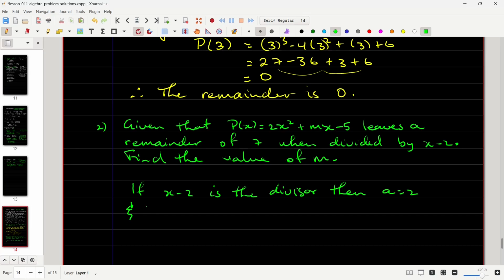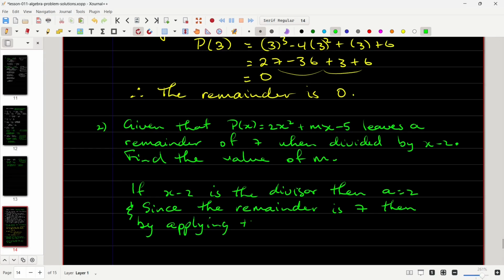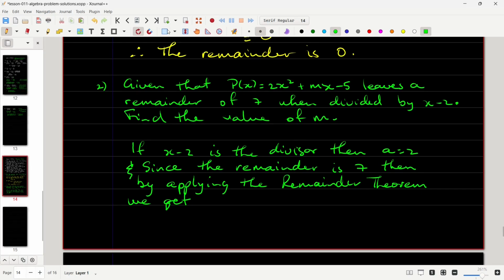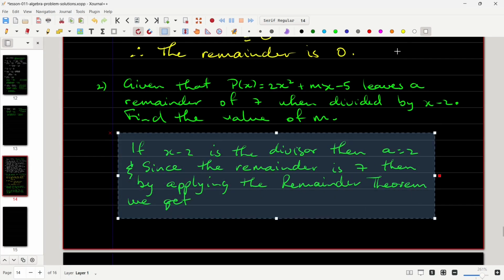And since the remainder is 7, then by applying the remainder theorem, we get, what do we get? Oopsie, this thing is in white, it's in green. Let me just add a page here. Let me just select this and write it in yellow or white. I'll put white.